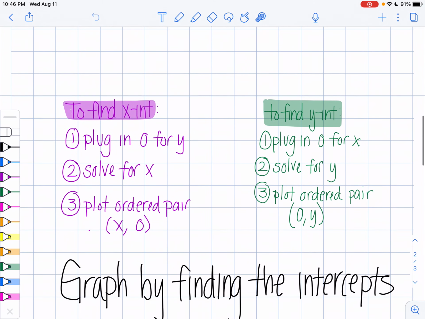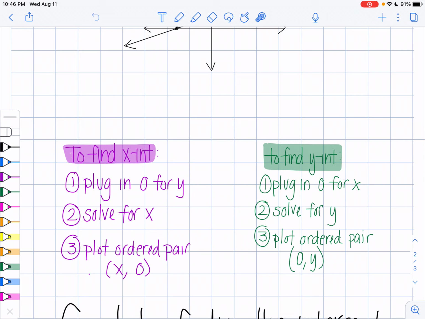So to find your x and y-intercepts, to find the x-intercept, you plug in 0 for y. And when I'm writing out my problem, I write x-intercept and I always write y equals 0 so that I remember, oh, that's right, I'm plugging in 0 for y. I plug in 0 for y in my equation. I then solve for x, and then I make an ordered pair. Whatever answer I got in part 2 where I solve for x becomes my x value, comma 0. And that's my ordered pair.